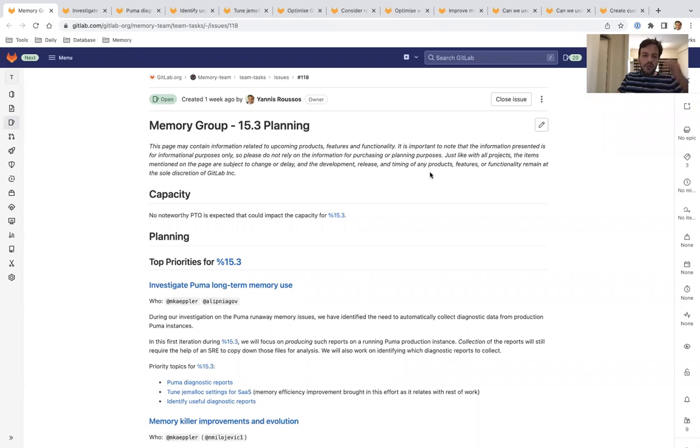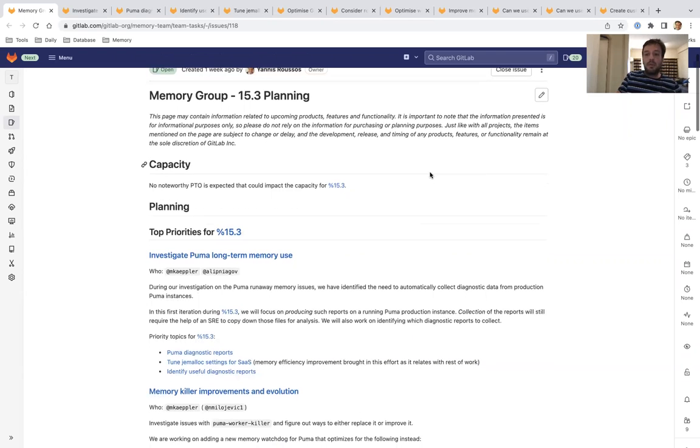Our top priorities are more or less the same as the ones we had for the past few milestones, but we have seen traction on multiple fronts. So I have multiple new exciting things that we're working on to discuss.